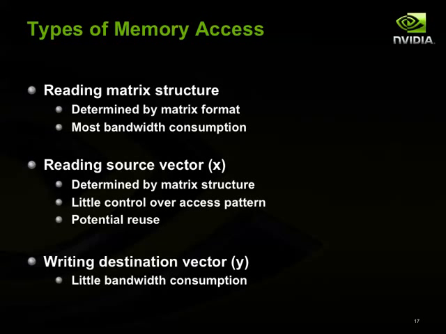So they're sort of ranked in the level of concern. Most bandwidth is going to be consumed just reading in the matrix. A significant amount will be used in reading x, but relatively little for y.